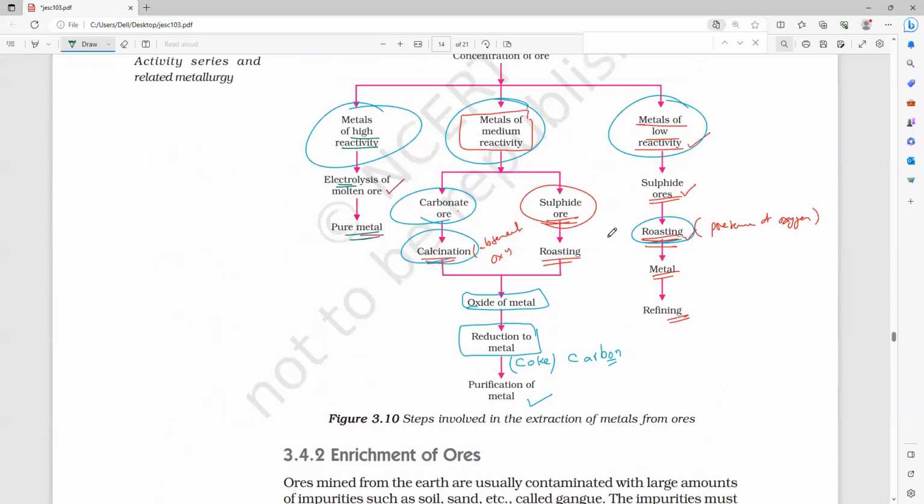So that many steps. If it is a sulfide ore, you have to go for roasting. Then oxide of metal will come. Under that, you have to undergo the reduction with the coke and then only purifying metal. If it is the carbonate ore, go under the calcination. Oxide of metal will come. Then undergo reduction with what? Coke. And then you will get the purification of metal.